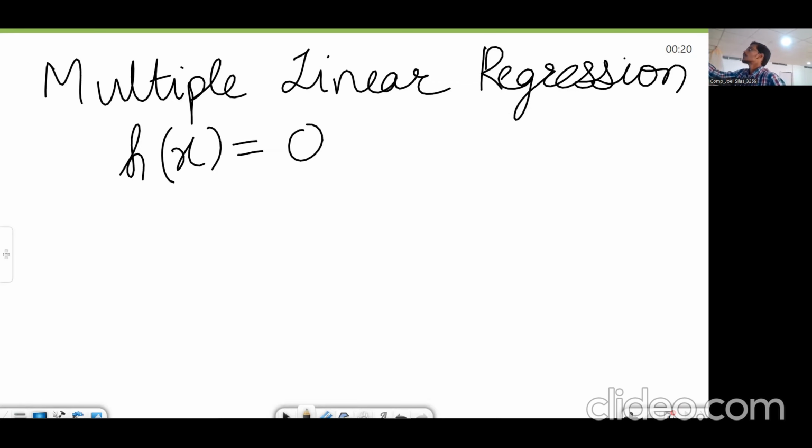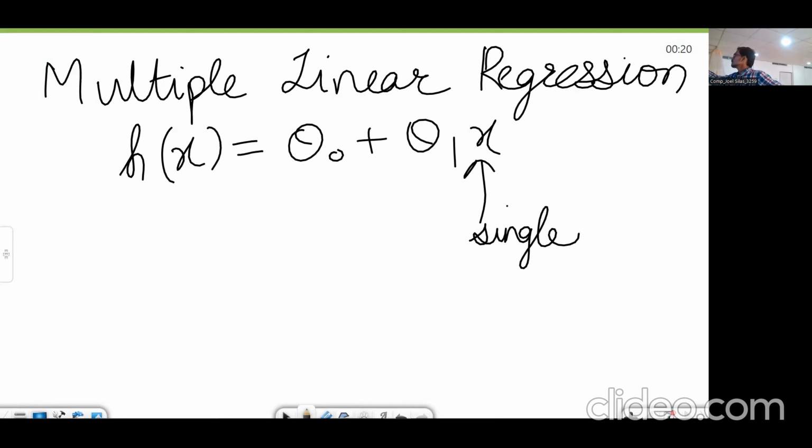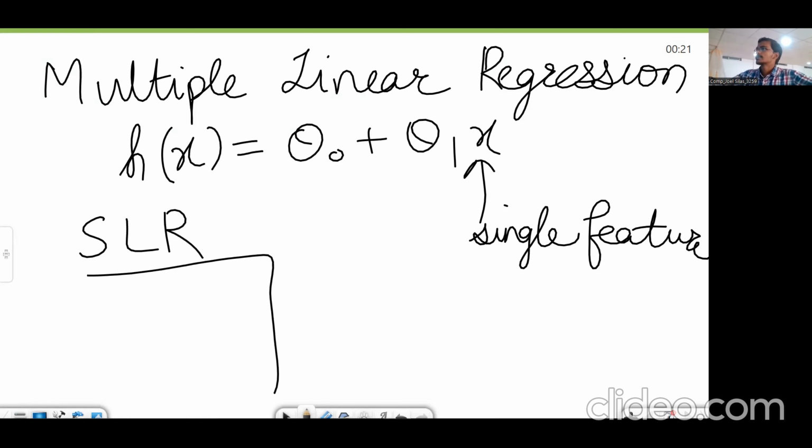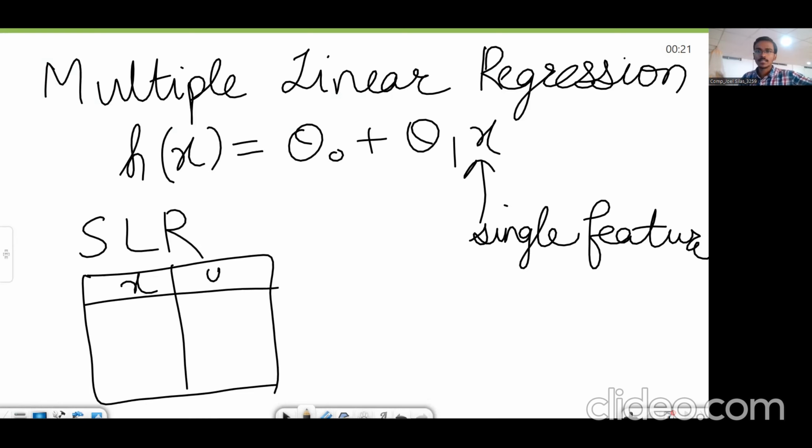is equal to theta 0 plus theta 1 of x. Now here we have just one feature, that is a single feature. However, in multiple linear regression, we have more than one feature. So in simple linear regression, our data set looks like this, in which we have x as the feature and y as the output. And here we'll have some values.